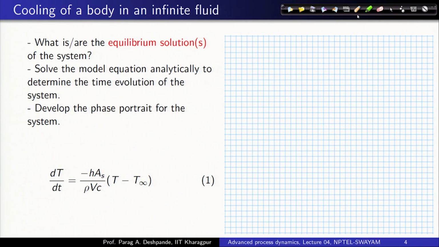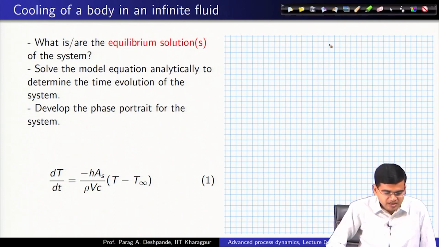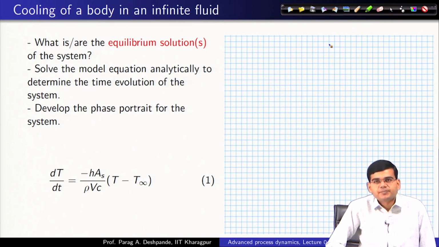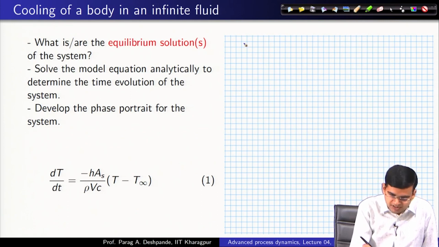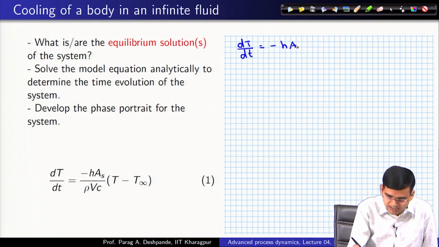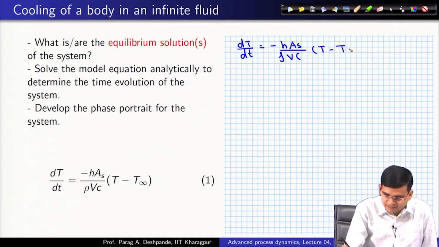The first question which we need to address is what is or are the equilibrium solutions of the system. Okay. So, let us look into the model equation. The model equation is dT by dt is equal to minus h A s upon rho V c multiplied by T minus T infinity.